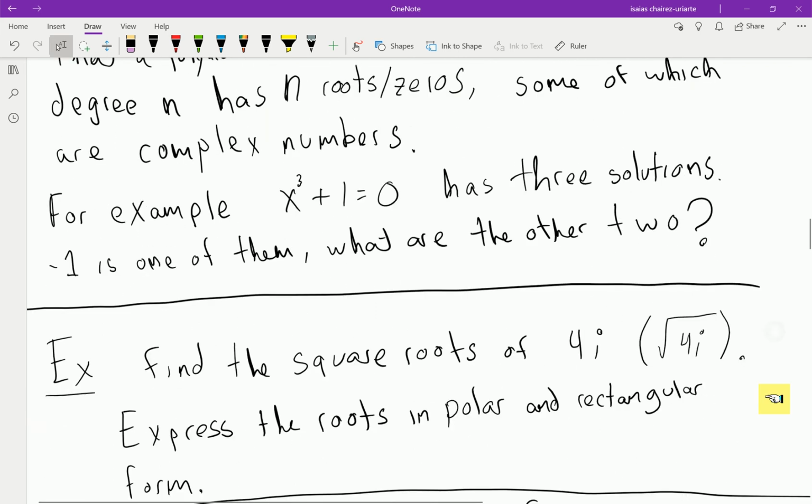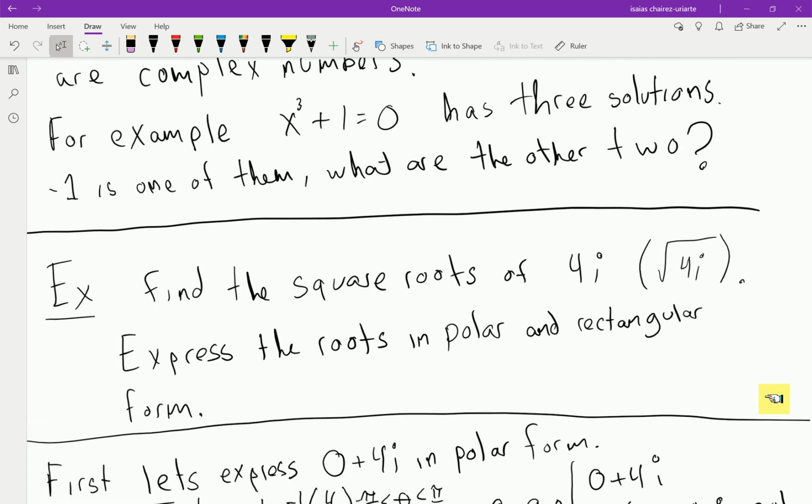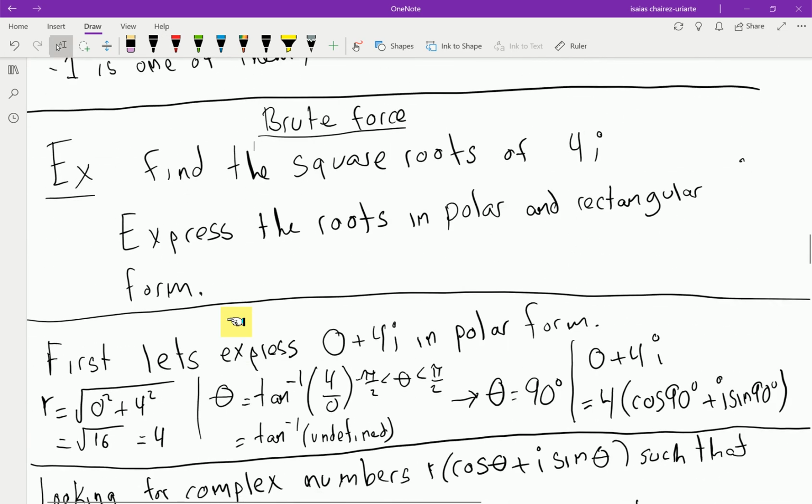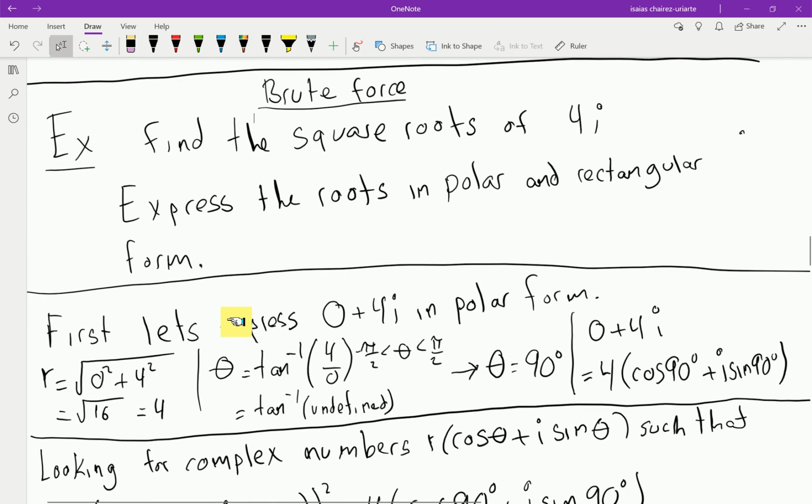All right, so let's try to find a root of a complex number. Let me erase some things here. Let's just do it right now by brute force. We'll develop a theorem in a second, but right now this is brute force. This example is in your notes, but we're going to do it first just by figuring it out on our own.